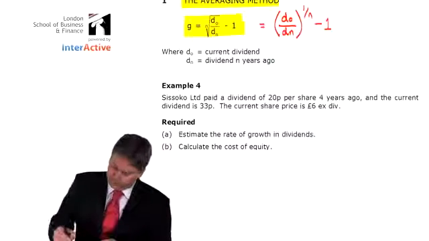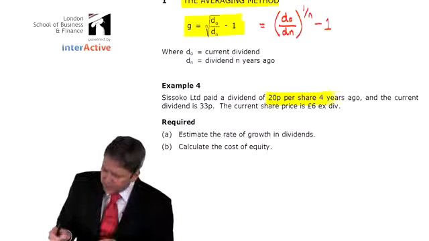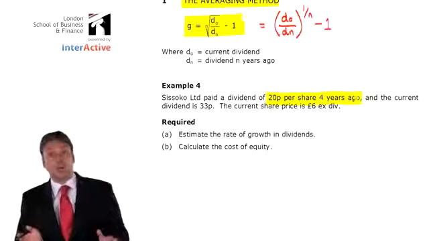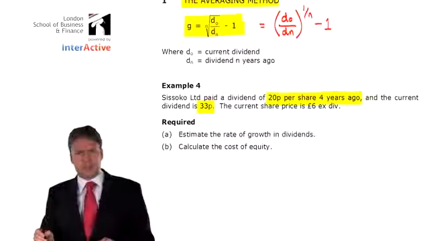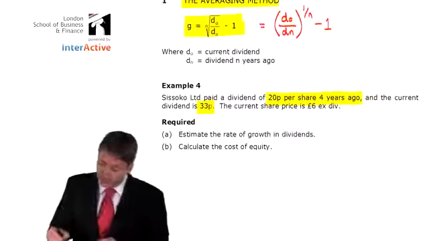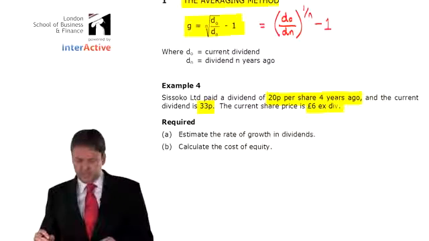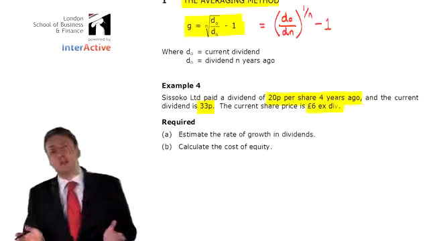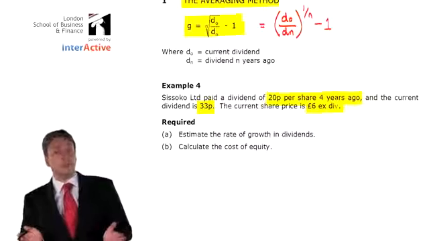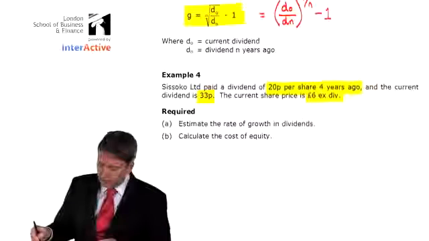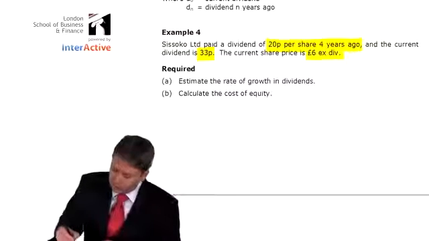Example 4. Sissoko paid a dividend of 20 pence per share 4 years ago, and the current dividend is 33 pence. The current share price is £6 ex-div. So first of all, let's estimate the rate of growth in dividends, and secondly, calculate the cost of equity. Well, it's all about presenting the information correctly. Shouldn't be at all difficult here.